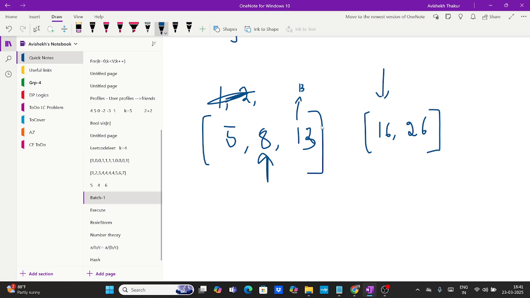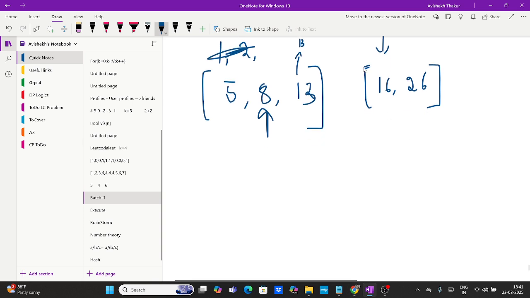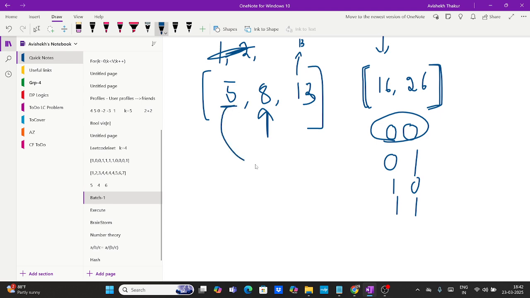Since the constraints are small for this target array, we will try all possibilities. How many elements are there here? Two elements. So how many bits will the mask have? Two bits, right? We will generate all the possibilities: 0 1, 1 0, 1 1. So we will start matching 5 with all of these.